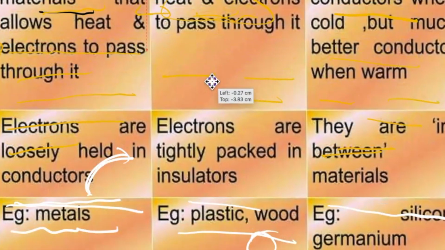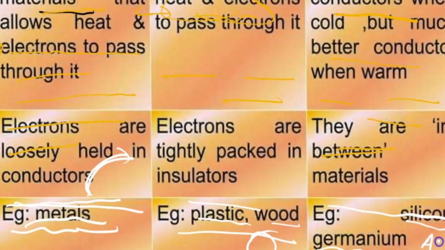Now let's take an example of each. Metal is a conductor, and plastic and wood are insulators. Basically, in insulators, electrons are closely packed. But in the case of semiconductors like silicon, germanium and gallium arsenide, the electrons are basically in between.